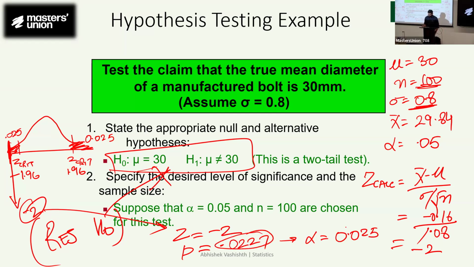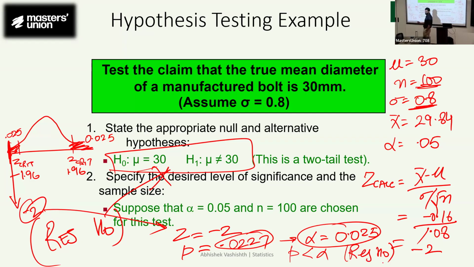This P is lesser than alpha, yes or no? Yes. P is less than alpha, 0.0228 is less than 0.025. P is less than alpha, again, reject H0. Another way of doing the same thing, the result will always be the same. It will never be different from what you are getting from this. The only thing is that the way you are looking at things is different.